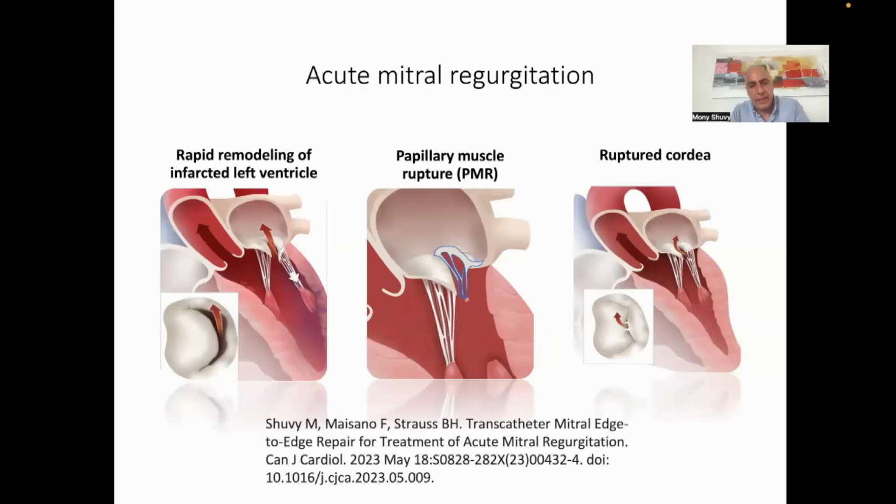And we have a different mechanism. Patients most of the time have degenerative mitral valve disease. Sometimes they rupture a cord, and then they come in a decompensated state.